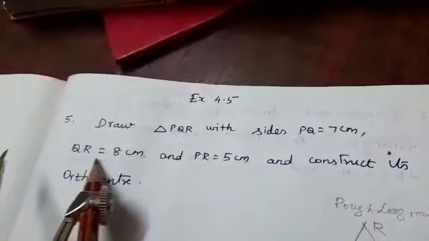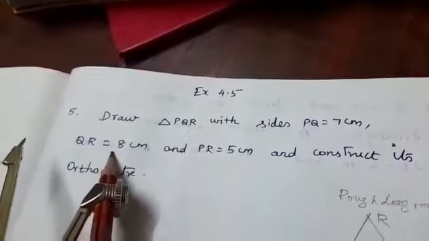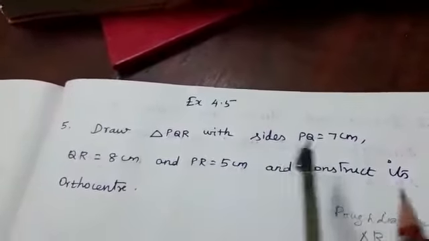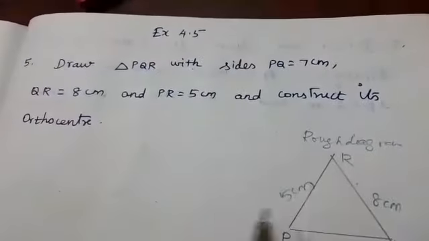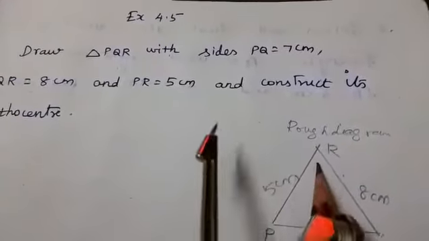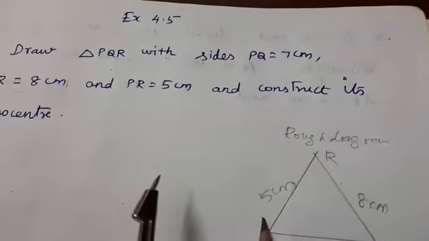5. Draw triangle PQR with sides PQ equal to 7 cm, QR equal to 8 cm and PR equal to 5 cm and construct its orthocenter. So for the given measurements, we draw the rough diagram first: PQ is 7 cm, QR is 8 cm, PR is 5 cm. Okay. So first we draw the triangle.